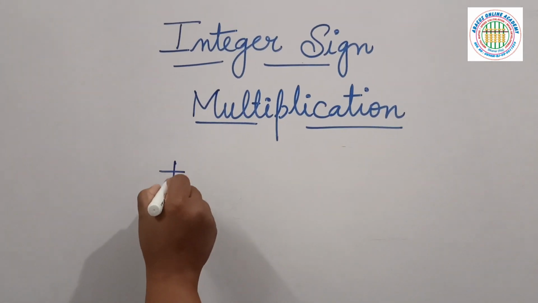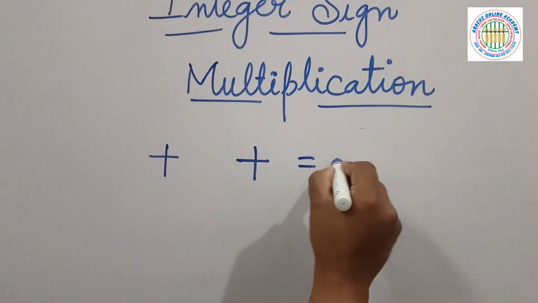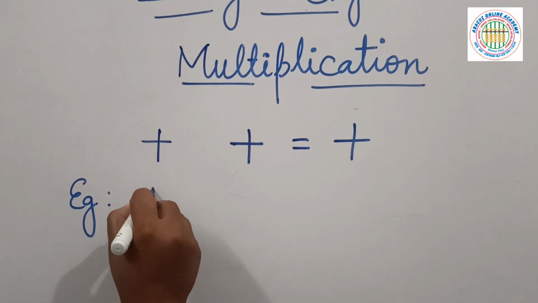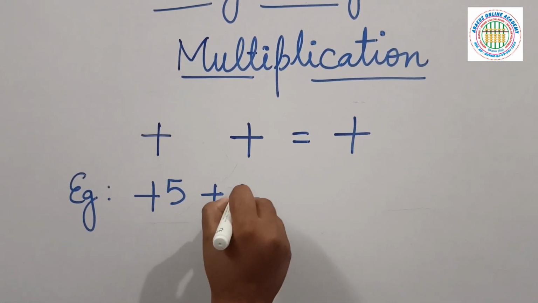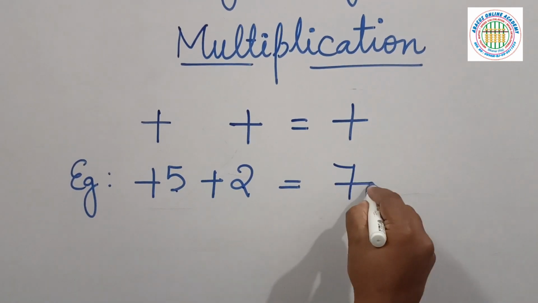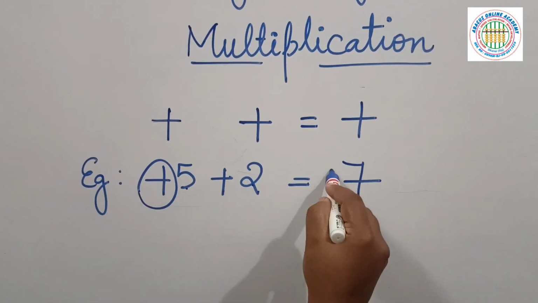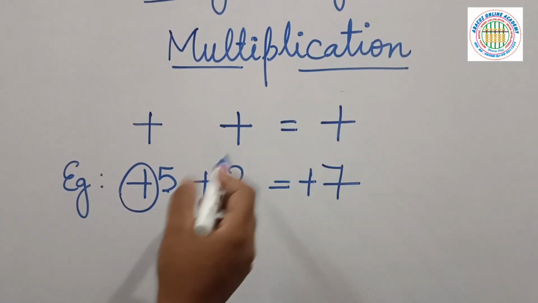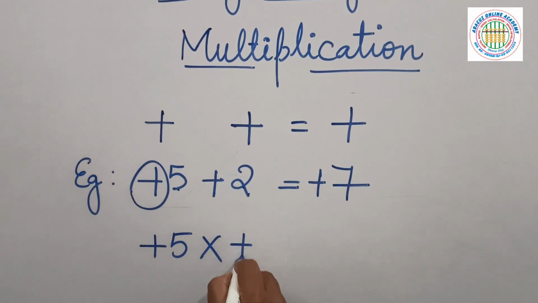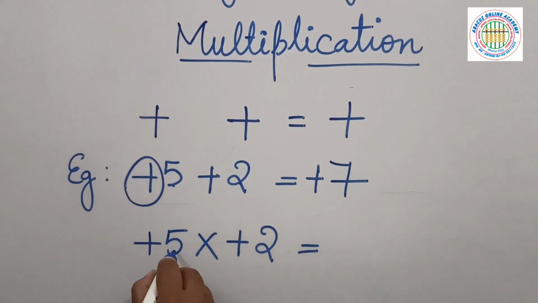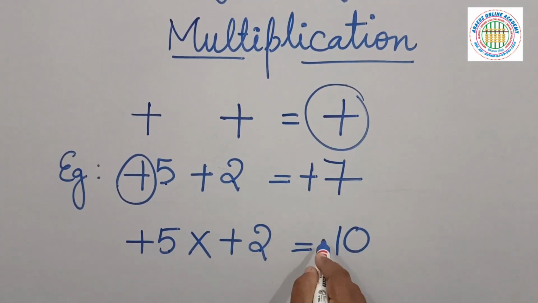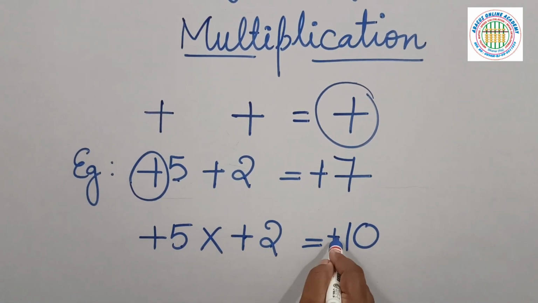Next one is plus and plus gives you plus. Let's see the addition property. Example, plus 5 plus 2. Add both of them. 5 plus 2 is 7. Now the greater number has a plus sign. Same thing, let's see with the multiplication property. Plus 5 multiplied by plus 2. What do you do now? 5 2s are 10. And what sign do you put? Plus sign, because plus is plus.